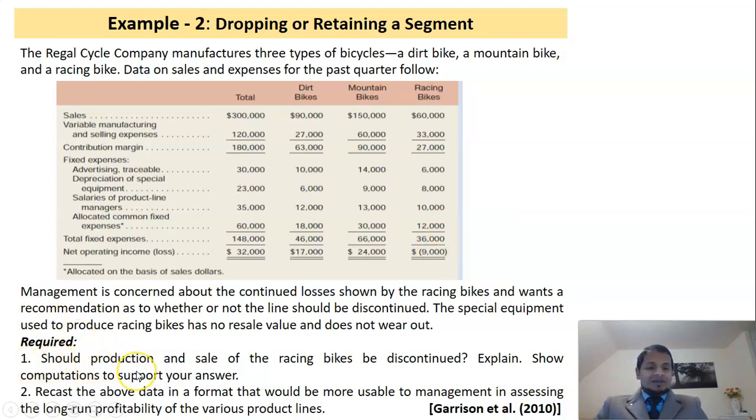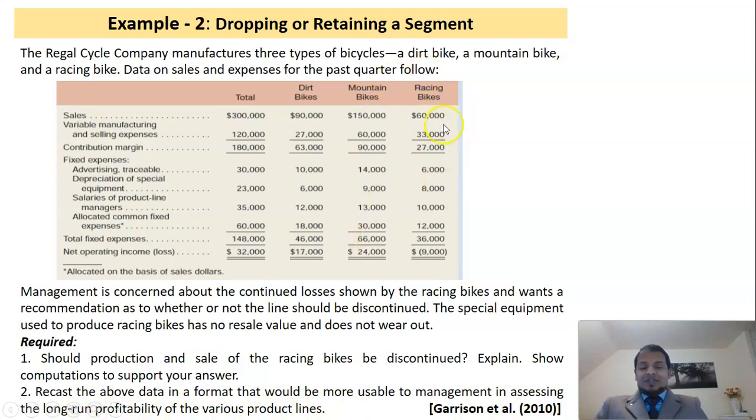So what's the question? Should production and sale of the racing bikes be discontinued? Explain and show computations to support your answer. So whether this division should close or continue. And the second question, recast the above data in a format that would be more usable to management in assessing the long-run profitability of the various product lines.